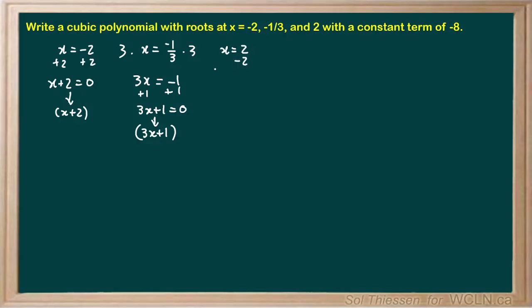Next, we look at the factor corresponding to the root at x equals 2. So if we subtract 2 from both sides, we end up with x minus 2 equals 0. So the factor that corresponds to that root is x minus 2.